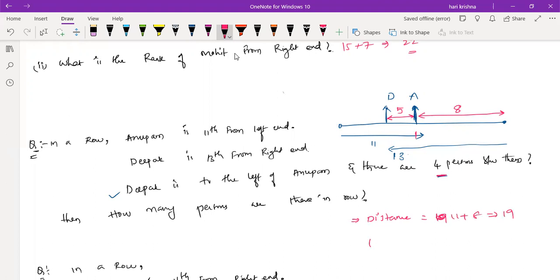But if you want persons, distance -1. That means totally 18 persons are there in the row. Understand? Any doubts in this? Whether you got the same answer? How many of you got the same answer? Raise your hands.